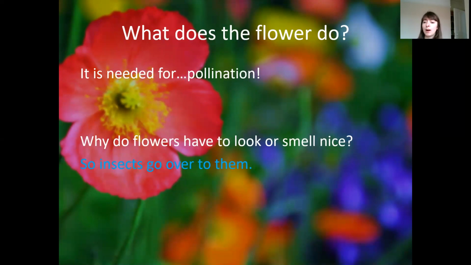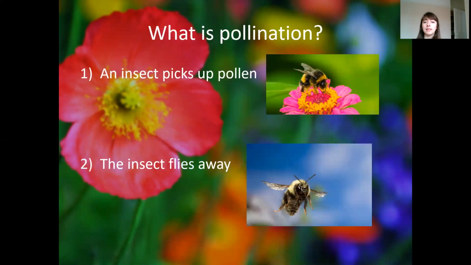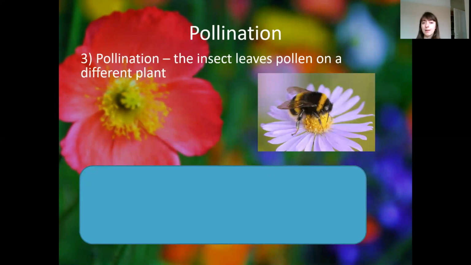Let's find out more about what pollination is then. What is pollination? So, step 1, an insect picks up pollen, as you can see from the picture. In step 2, the insect flies away. Step 3, this is where pollination specifically happens. The insect leaves pollen on a different plant. So you can see here the bee has gone to another flower.